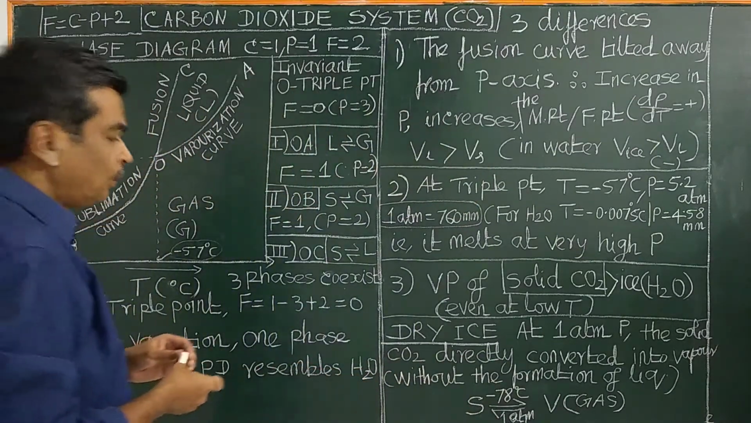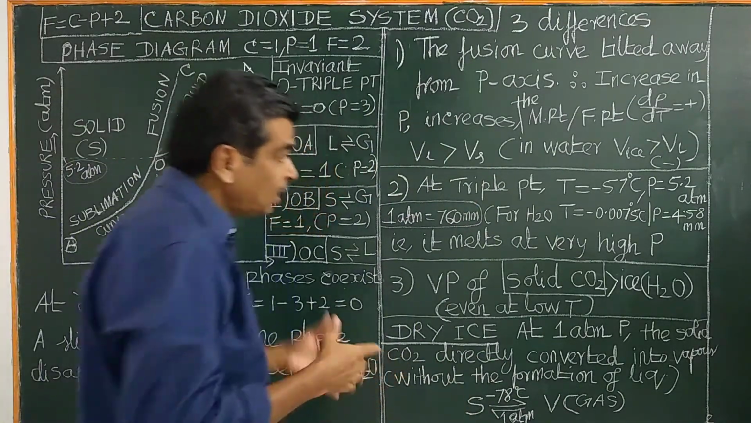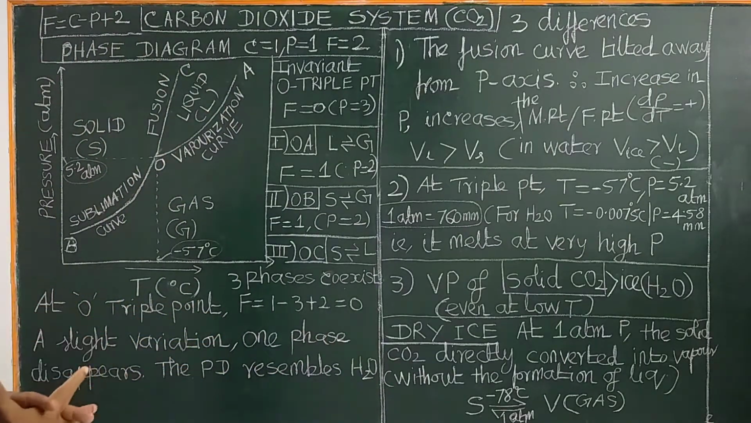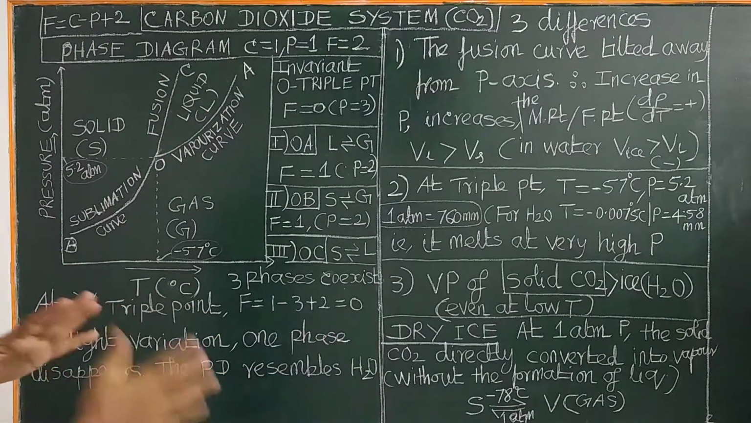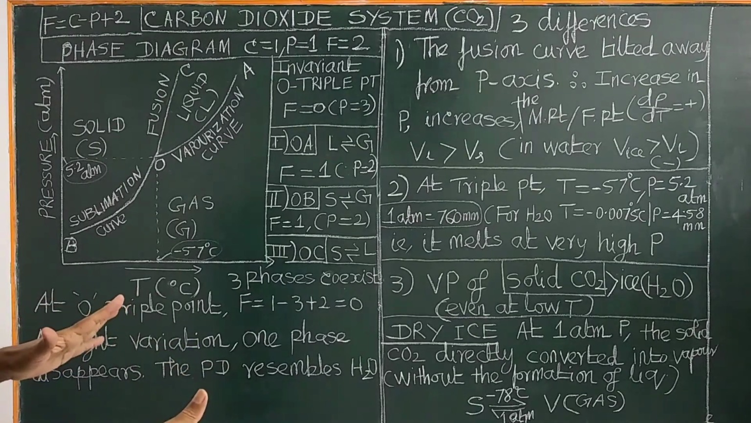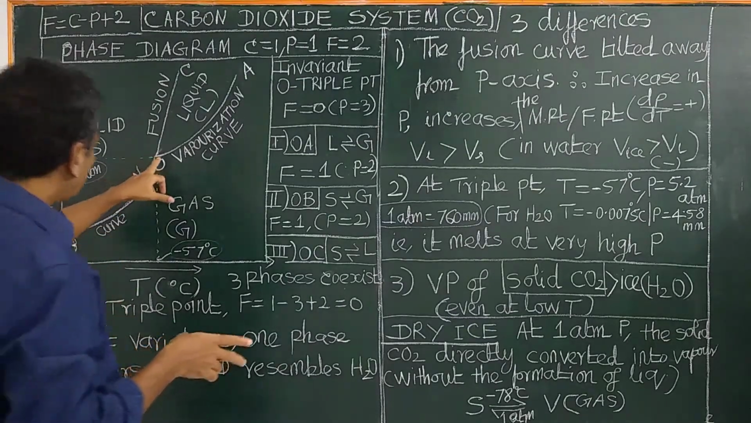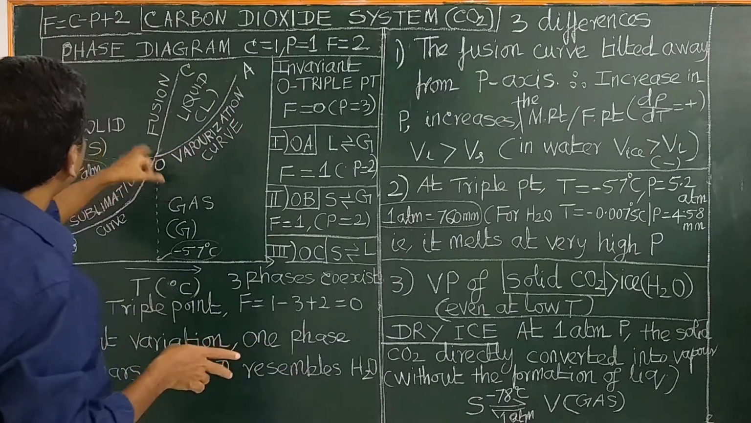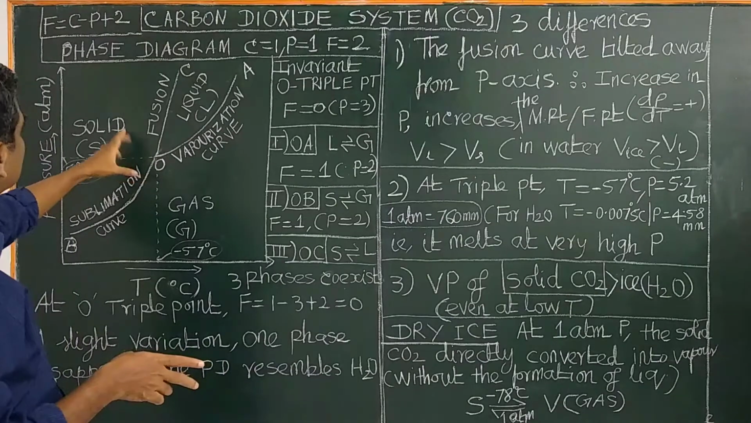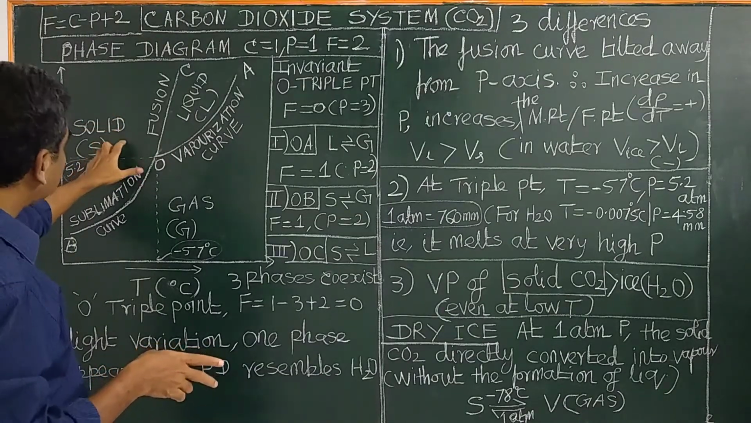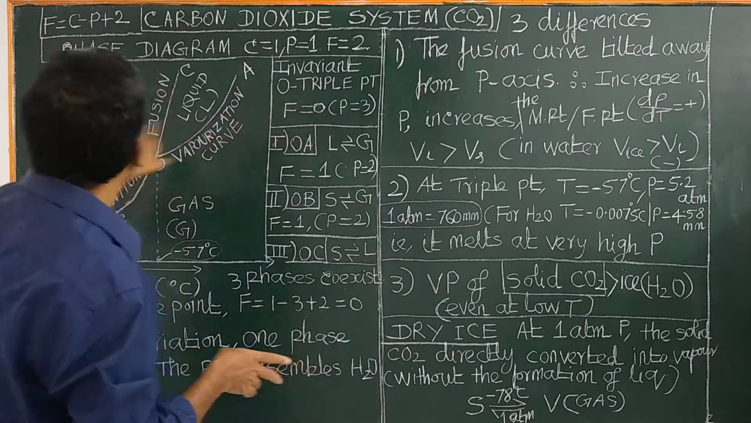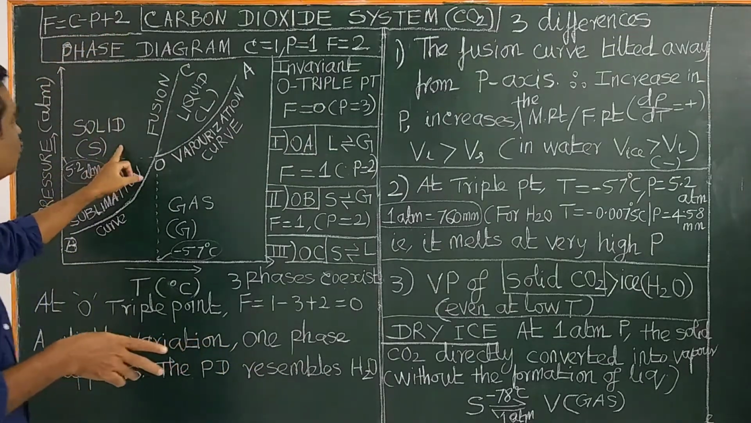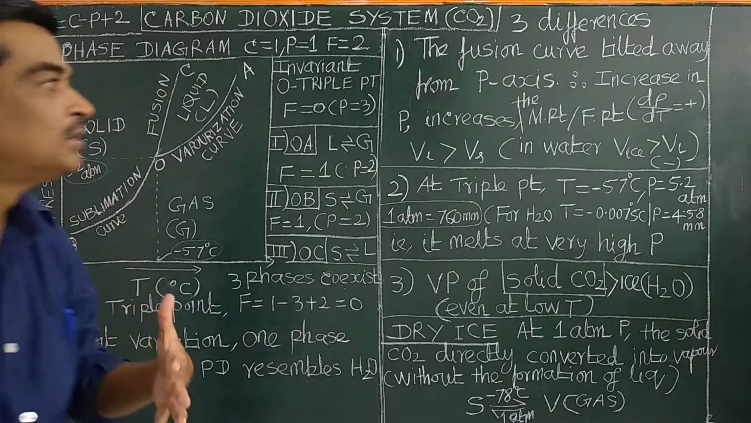Okay, so they will ask questions based on dry ice, the triple point, comparison of the water and carbon dioxide systems, and what is the degree of freedom along the curve, and what is the degree of freedom in this one phase. If it is one phase, then C = 1, therefore F = 2, so two variables are required to describe the system.